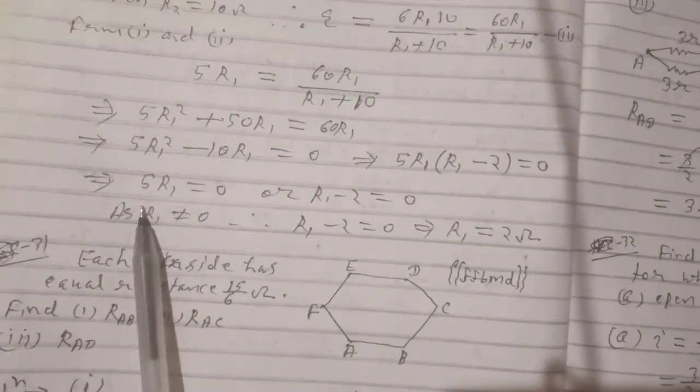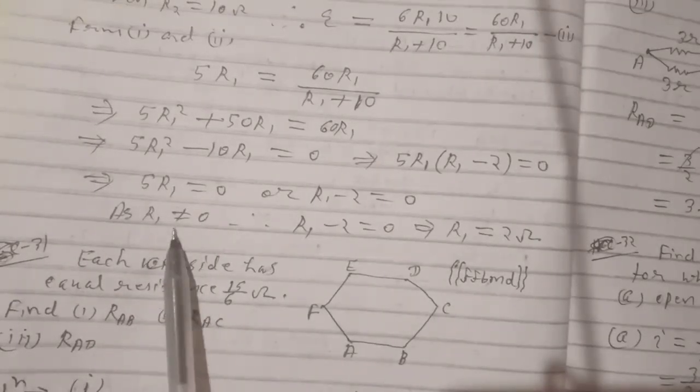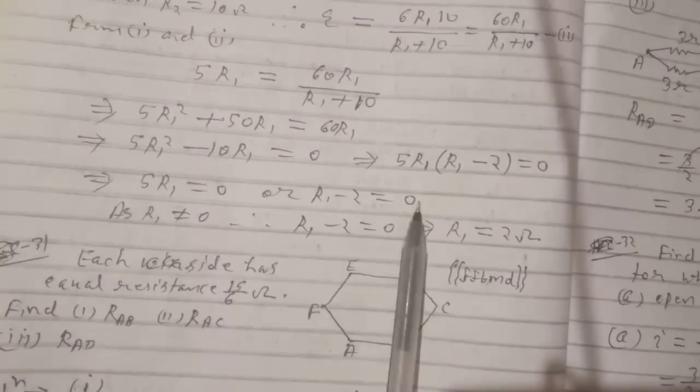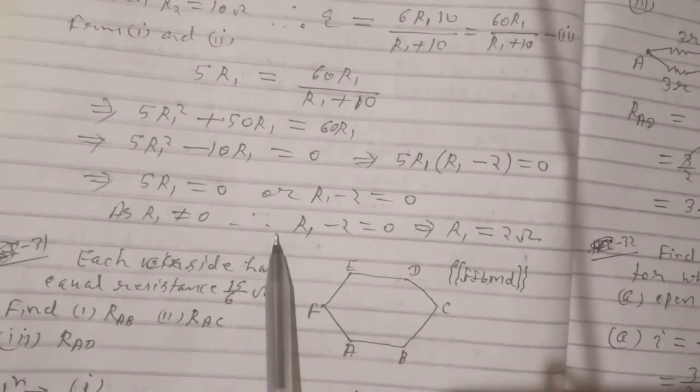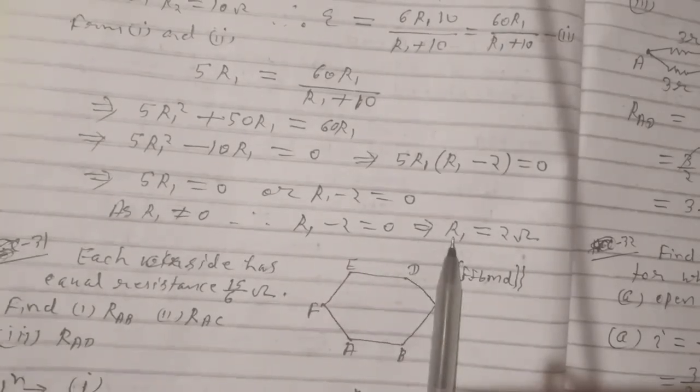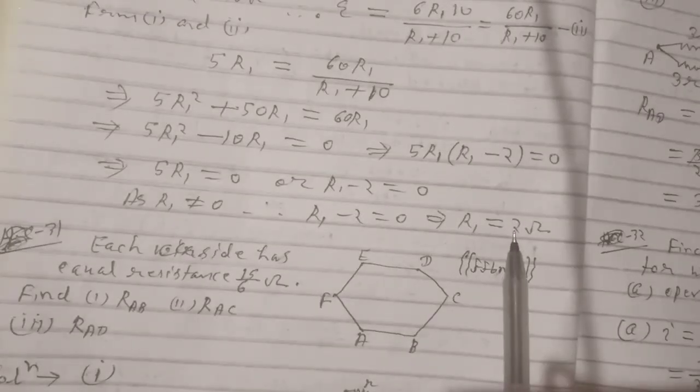Since R1 cannot be 0, we have R1 minus 2 equal to 0. This gives R1 equals 2 ohm. Answer.